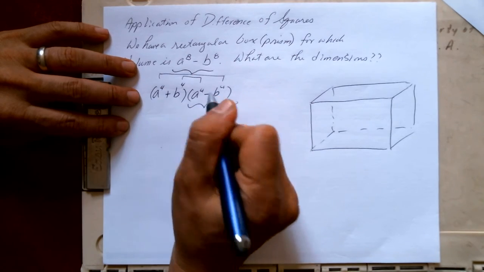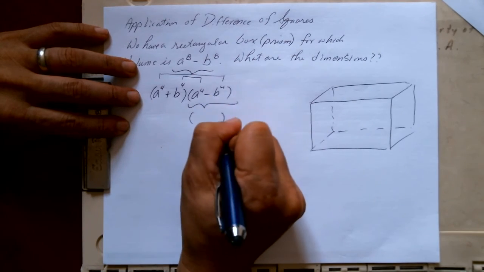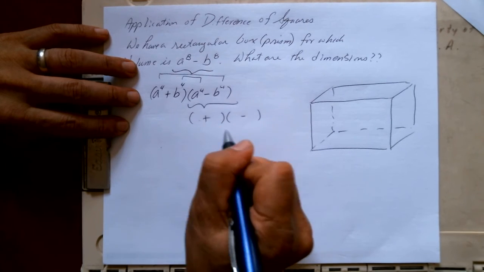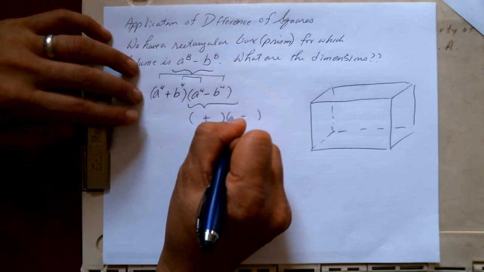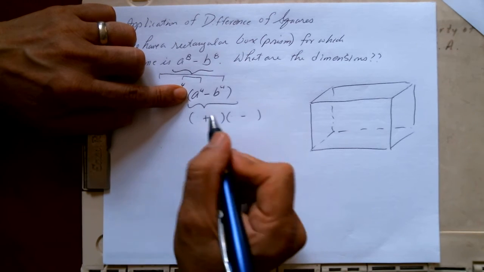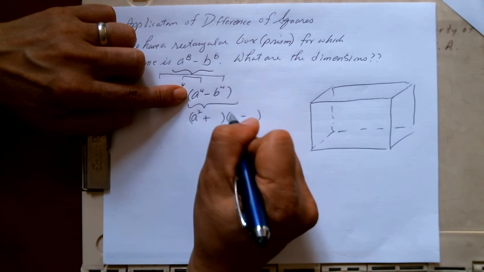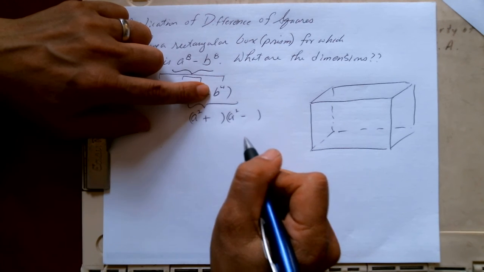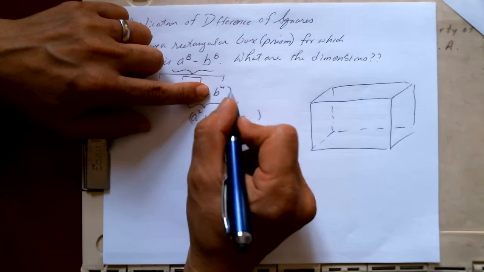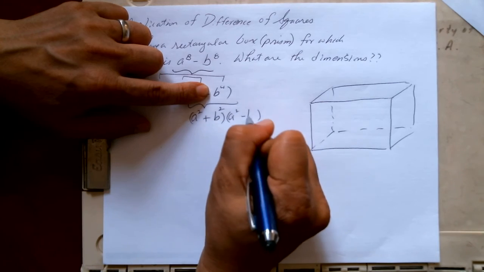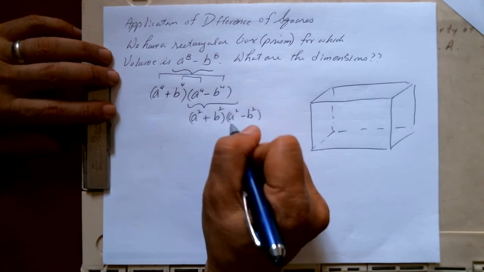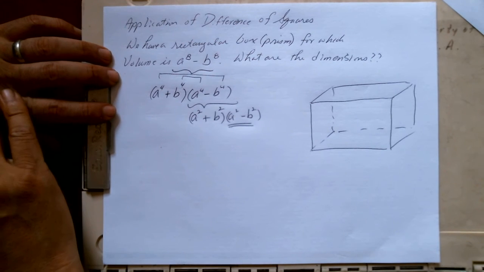This is also difference of squares. We can factor this. One's a plus, one's a minus. What times itself is a to the 4th? It's going to be a squared and a squared. And then b to the fourth. What times itself is b to the fourth? b squared and b squared. So that's what we have so far. There's also factors, but we don't need that.